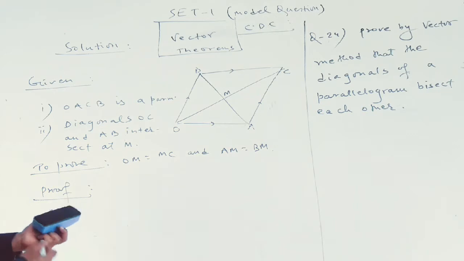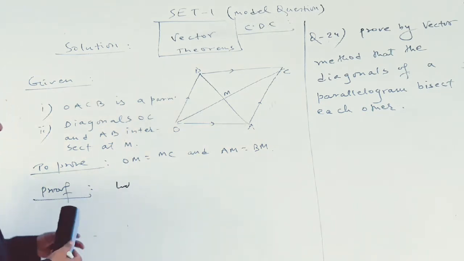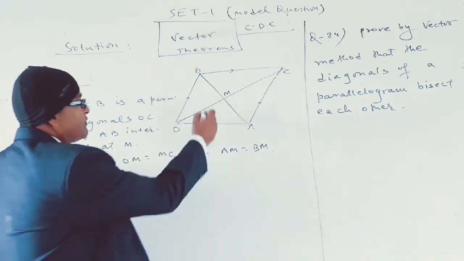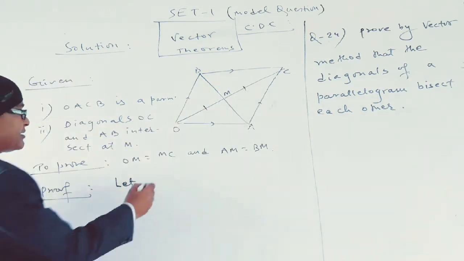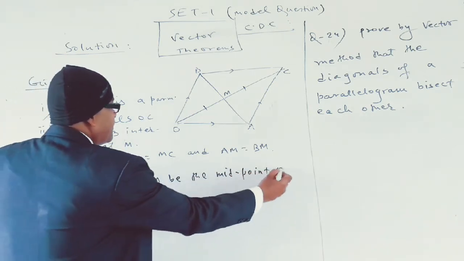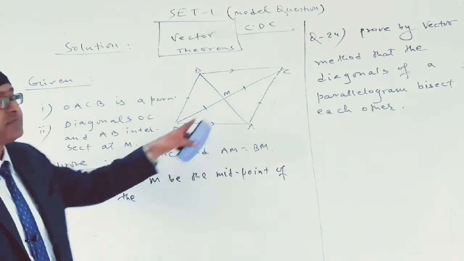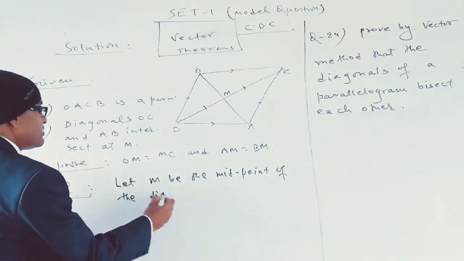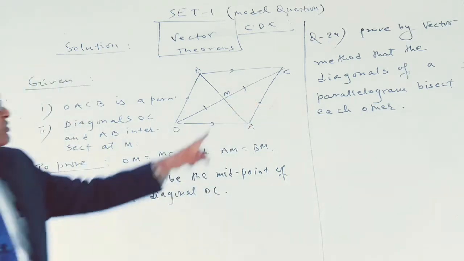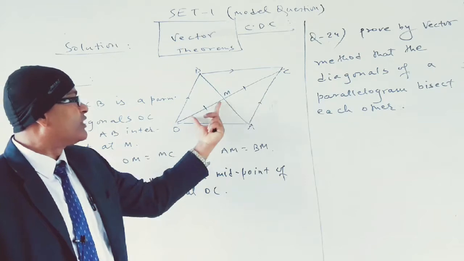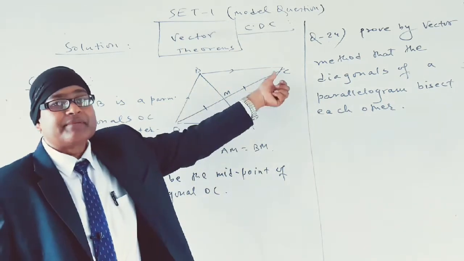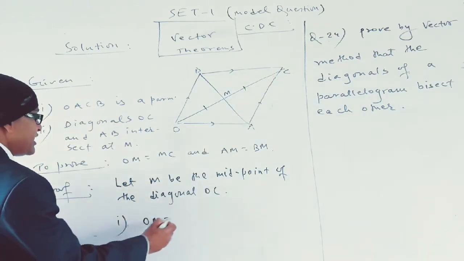So at first we have to suppose, let M be the midpoint of the first diagonal OC. Dear students, if we suppose M is the midpoint of diagonal OC, then we can write OM is equal to MC.